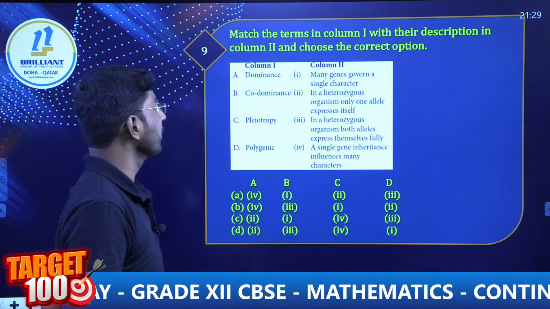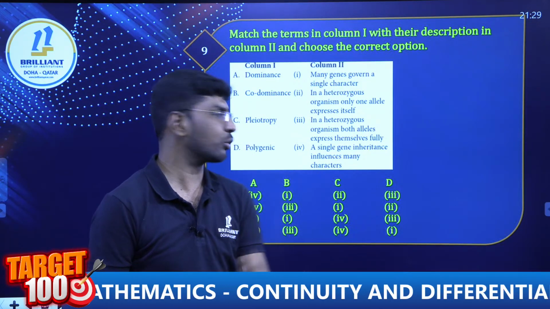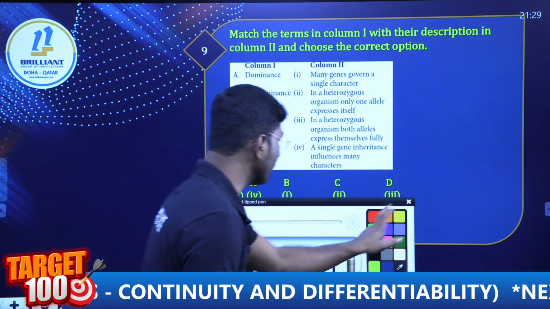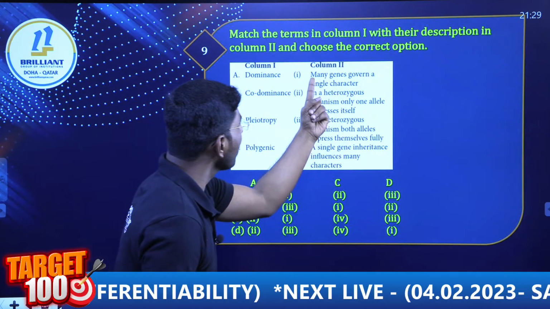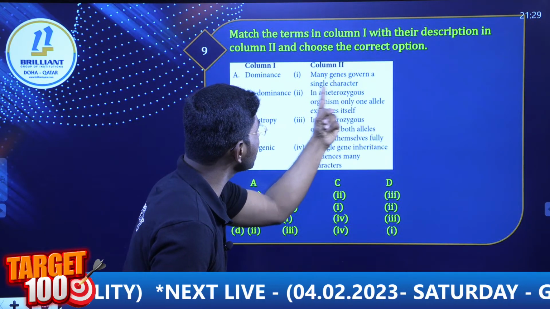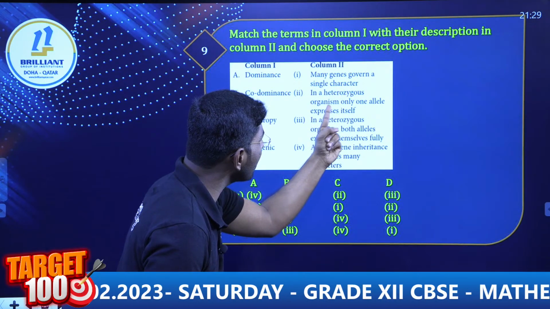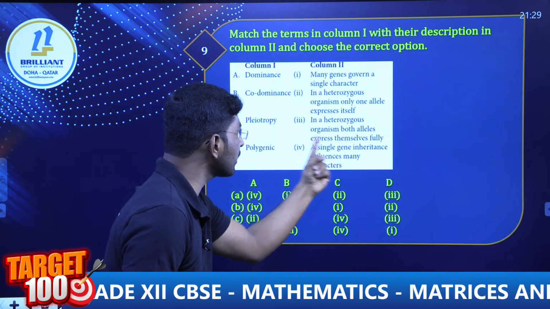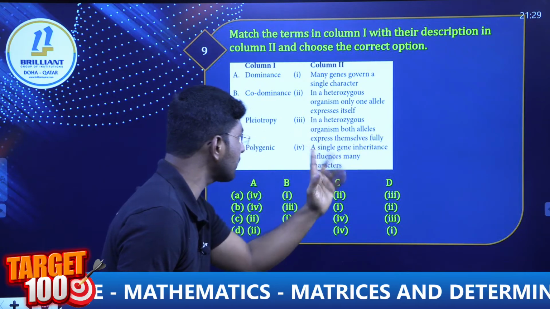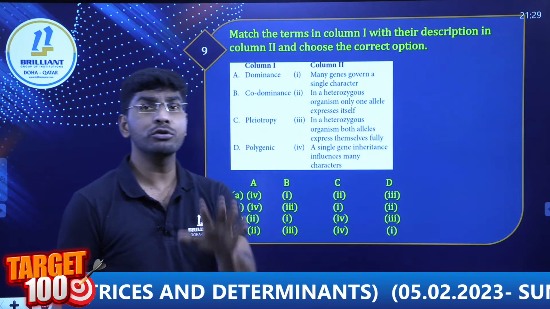Question number 9. Anyone of you do this question, very easy. Match the following. What is the first option? Now look at here. Dominance. Many genes govern a single character. In a heterozygous organism, only one allele expresses. In a heterozygous organism, both alleles express. A single gene influences many characters.